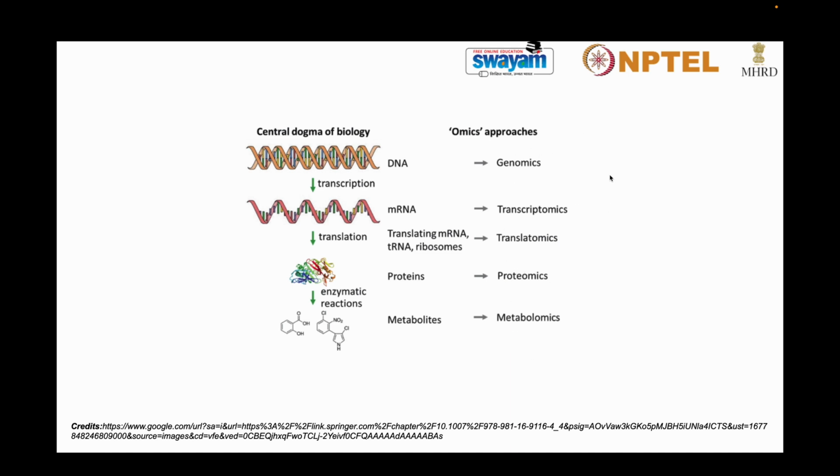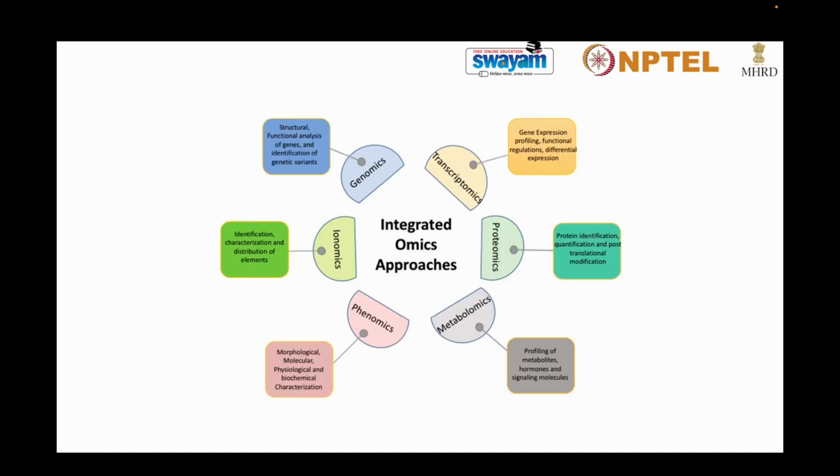So now let's look into a little more detail. There is an integrated omics approach in which all of them are integrated with one another. In genomics, we look at the structural and functional analysis of genes and the identification of genetic variants. Whereas in transcriptomics, we look at gene expression profiling, functional regulation, and differential expression of genes. Now I'll tell you the thing which I was mentioning earlier, differential expression.